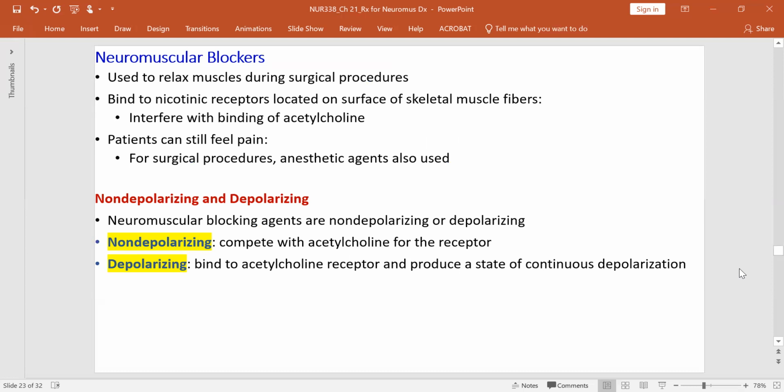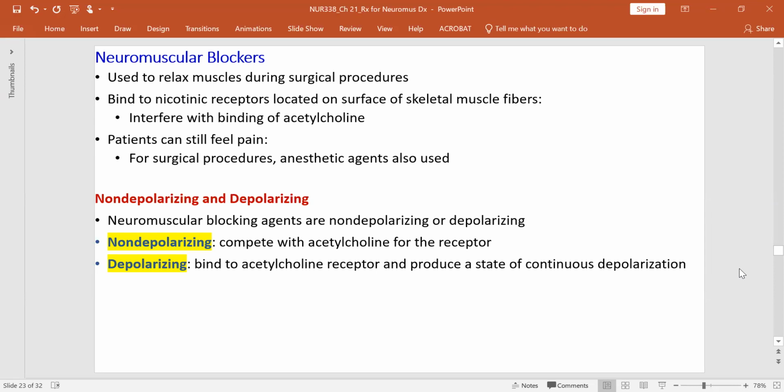So for the neuromuscular blockers, there are two main groups. In other words, they are muscle relaxants. Neuromuscular blockers are muscle relaxants used to relax muscles during surgical procedures. They bind to the nicotinic receptors located on the surface of skeletal muscle fibers, so they will interact with acetylcholine.